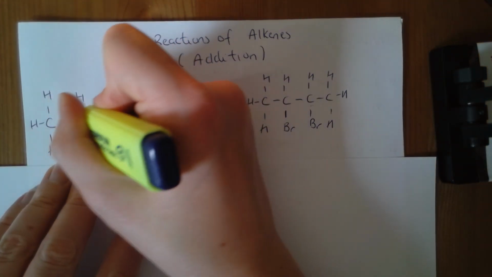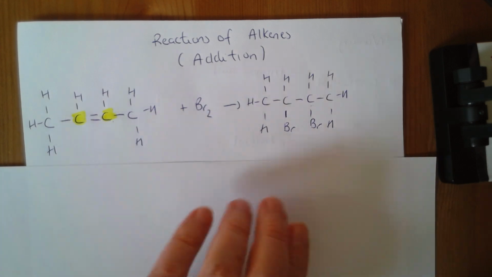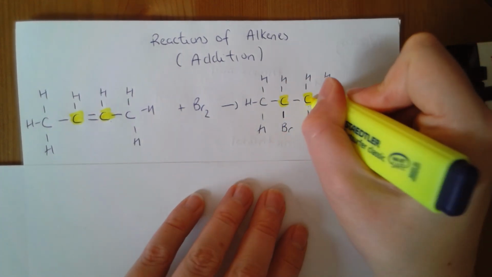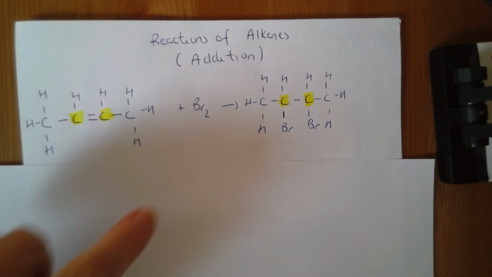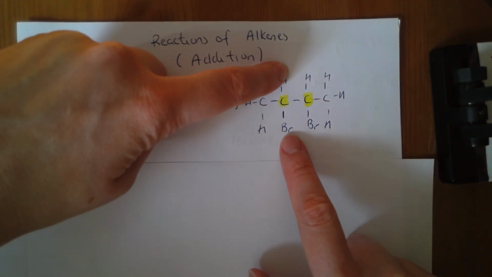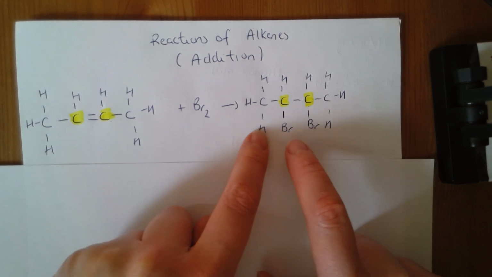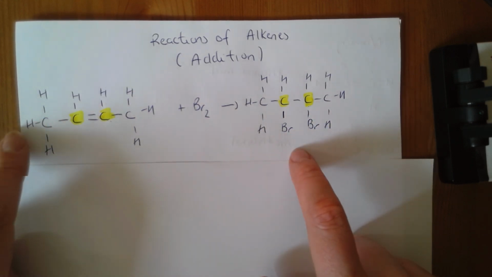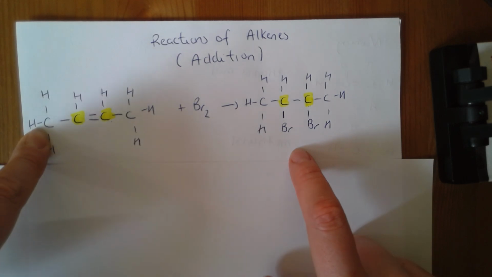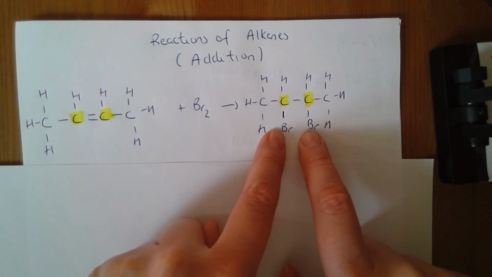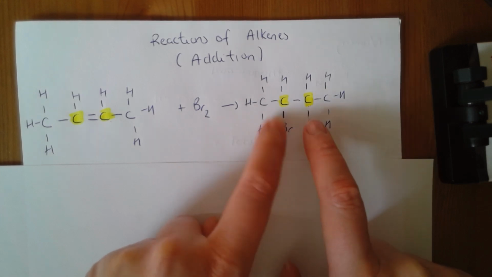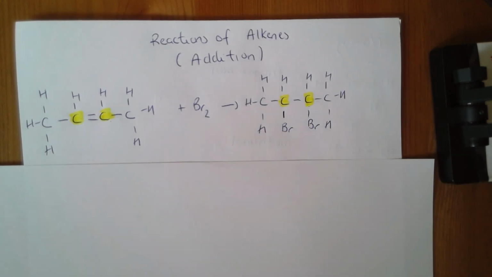But just double check that the carbons that were part of your double bond are now the carbons that have the bromines. You shouldn't have 2 bromines on the same carbon, nor should you have a bromine here on carbon number 1 when carbon number 1 did not start with a double bond. So 2 bromine atoms being added, 1 to each carbon of the double bond.